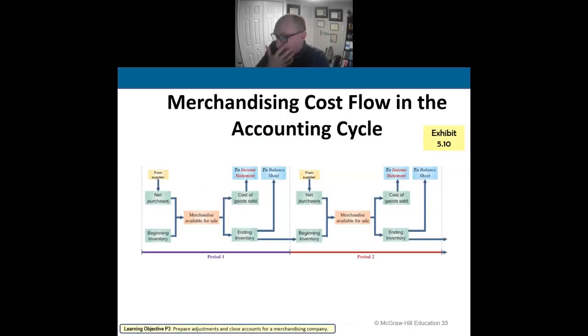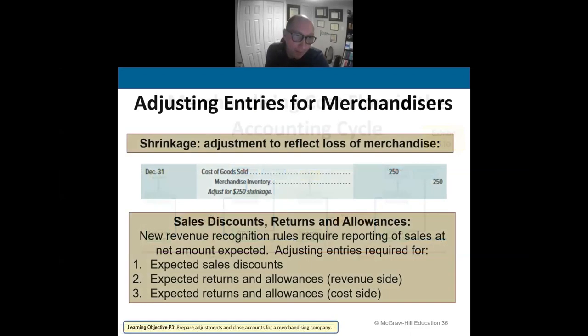Okay. As you know, with the accounting cycle, at the end of the accounting period, we make adjusting entries. An example of an adjusting entry that we would make is for this thing called shrinkage. It means we lost some merchandise for whatever reason. It could have been stolen. It could have been misplaced. It could have never showed up, but we still paid for it for whatever reason. We call that shrinkage. It's when we, the business, lose our inventory for whatever reason. Or maybe I used it as a demonstration, so I expense it out. So what we do is we debit cost of goods sold, and we credit merchandise inventory to adjust for the loss of that inventory.